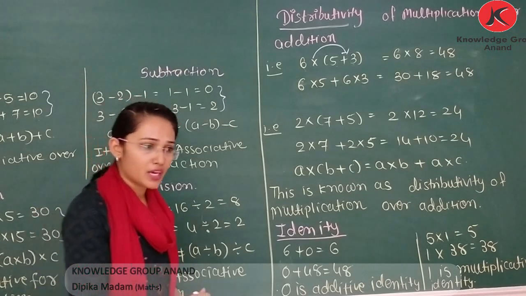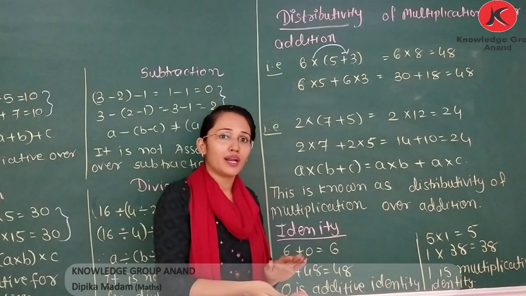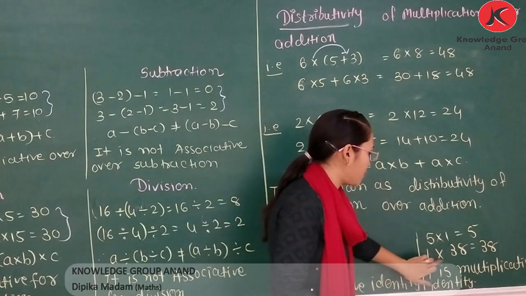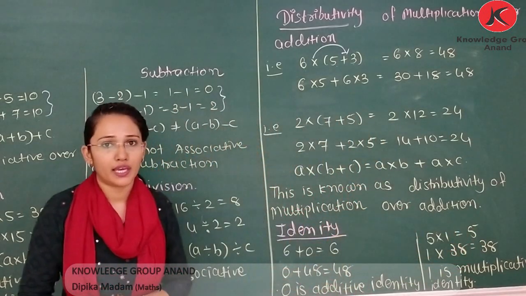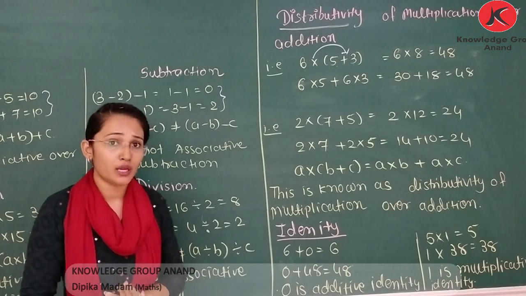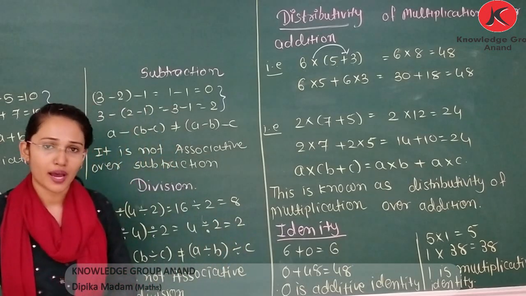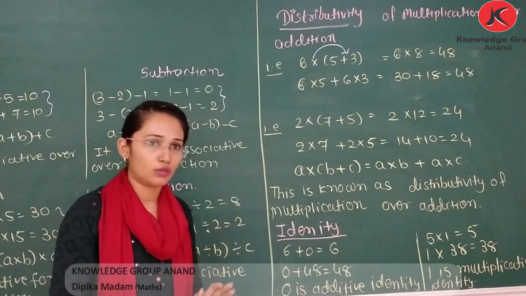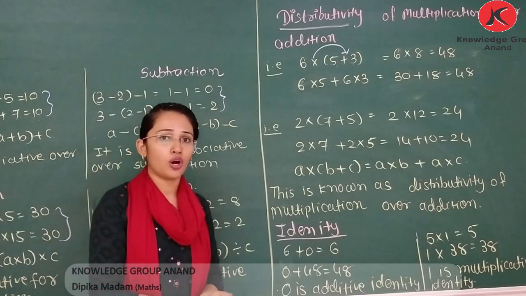Same for multiplication. If you multiply any number by 1, you get the same number. 5 multiply 1 is 5. 1 multiply 38 is 38. It means 1 is called the multiplicative identity. If you multiply any number with 1, you get the same answer. That's why 1 is the multiplicative identity and 0 is the additive identity. Both questions can be asked in blank or MCQ.